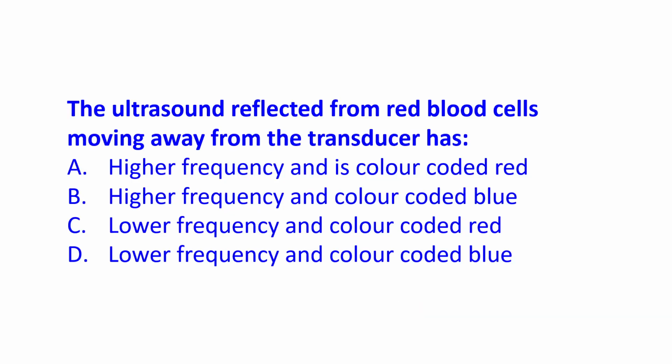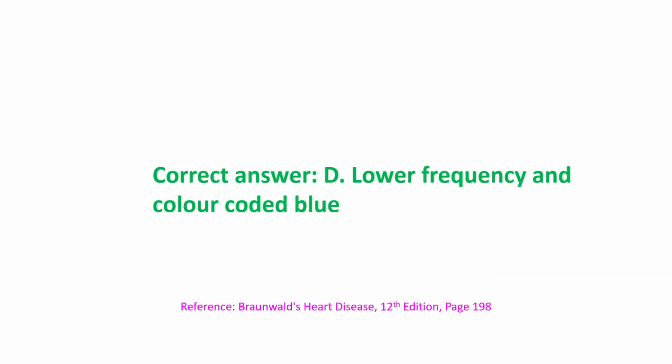The ultrasound reflected from red blood cells moving away from the transducer has: A, higher frequency and is color coded red; B, higher frequency and color coded blue; C, lower frequency and color coded red; D, lower frequency and color coded blue. Correct answer: D, lower frequency and color coded blue.